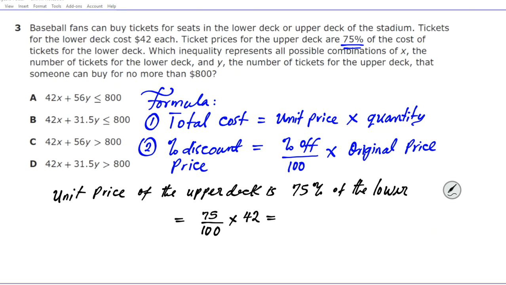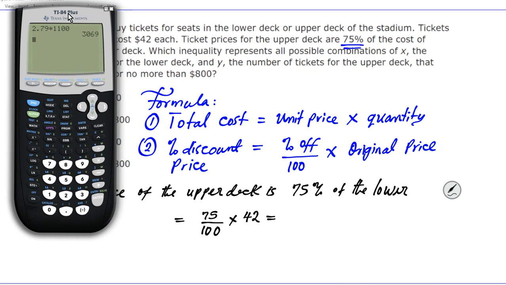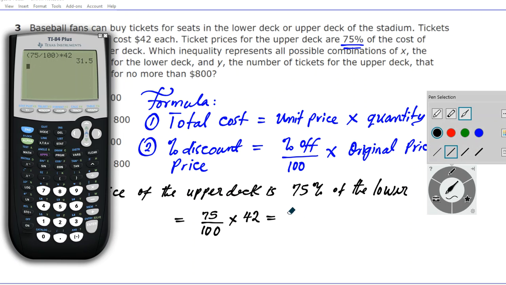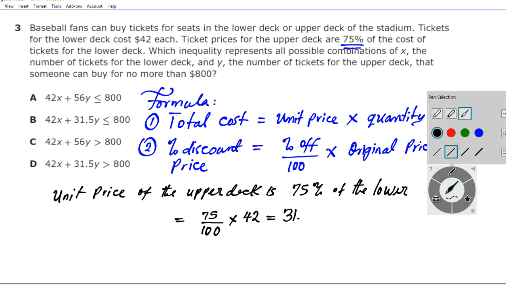Alright, so let's go ahead and multiply that with our graphing calculators. So we're going to have 75 over 100, which is the same thing as 0.75. 75 divided by 100 multiplied by 42. And we have 31.5 as the unit price for the upper deck. Okay, so we have 31.5. Alright, so we're ready to set up our inequality.